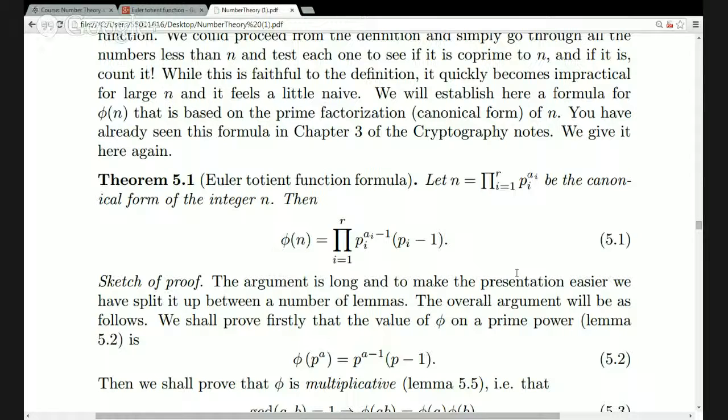Then you go to i equals 2. Pick up the prime 3, and 3 is raised to the power a2 minus 1. So that's 2 minus 1, so it's just 1 again, but this time it's multiplied by 2. So there seem to be 12 integers that are less than 36, which are co-prime to 36.